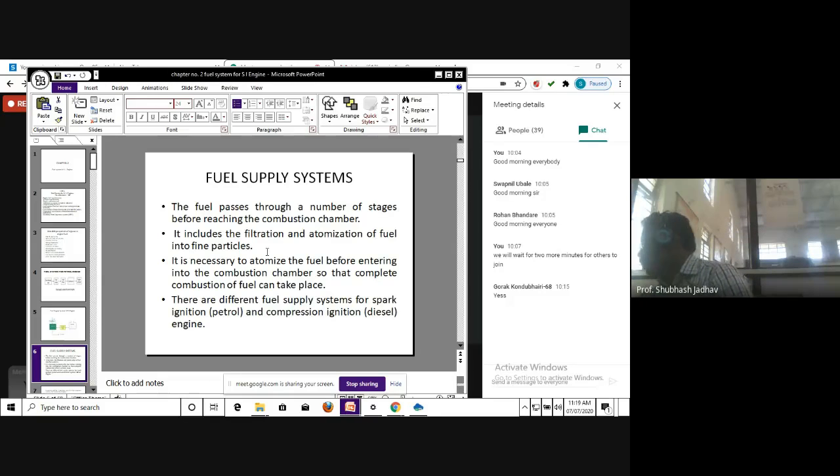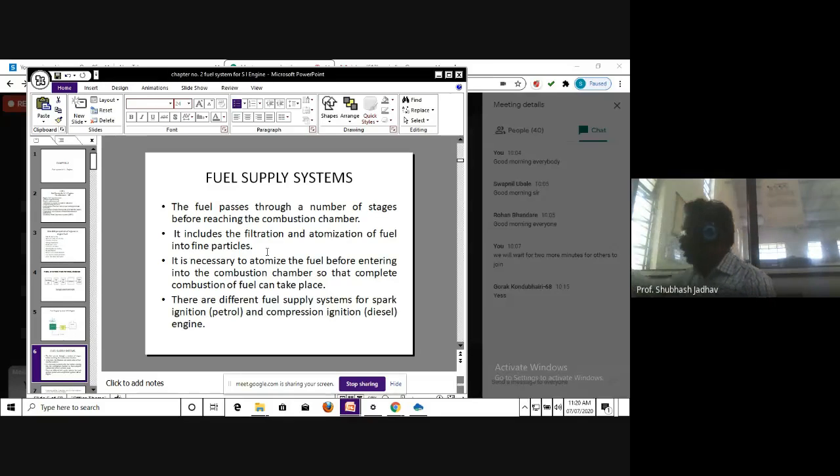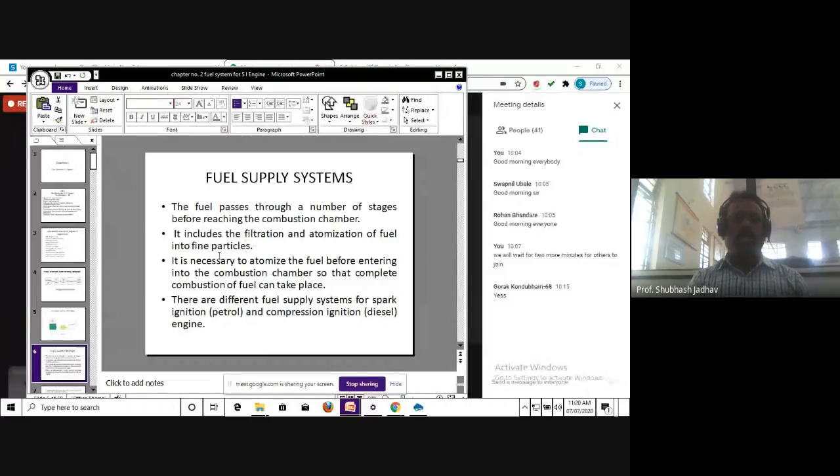So what we have to do then? We have to convert this particular fuel flow into fuel droplets. So fine droplets we have to produce, and therefore it has to be filtered and atomized before it is going to be admitted to the combustion chamber. Then it is necessary to atomize the fuel. So atomization means breaking this particular flow into small particles. So that means atomization has to take place, and vaporization also has to take place.